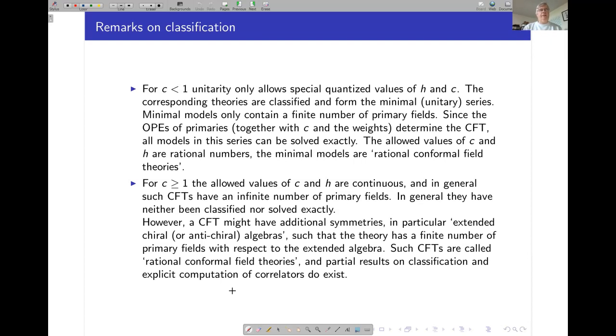Good, this is a wide topic, so let me just make a few general comments on the classification of unitary conformal field theories. For c smaller than 1, unitarity allows only special quantized or discrete values of h and c. The corresponding theories have been classified and form what is known as the minimal unitary series. So it's a single series of infinitely many theories with central charges that start at 1/2 and then accumulate towards c equals 1.